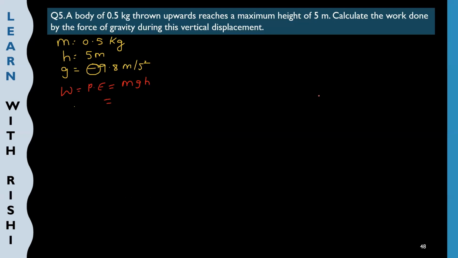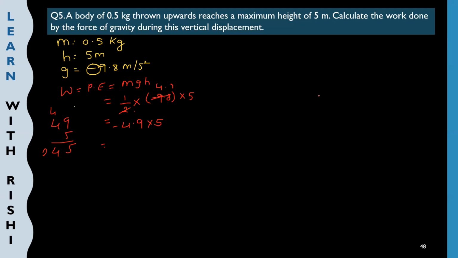So your mass of the object is 0.5, that is half, into minus 9.8 into 5. If you solve this, you will get 2 ones are 2, 2 fours are 8, 2 nines are 18. 4.9 into 5 and with a negative sign. So 49 into 5. 5 nines are 45. 5 fours are 20. 245.